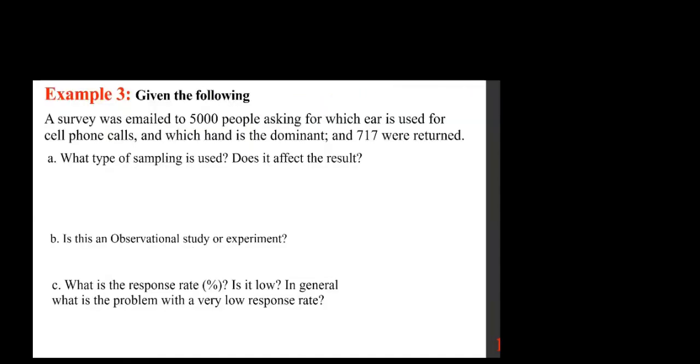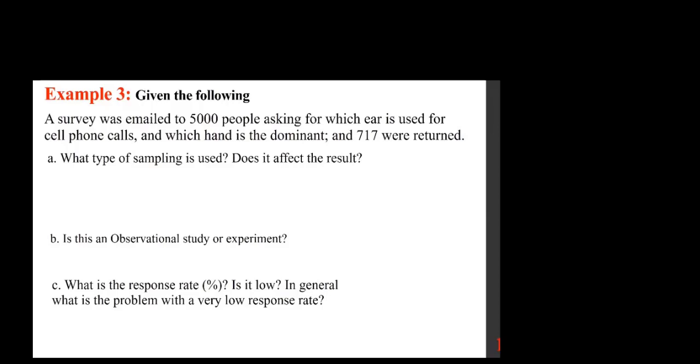A survey was emailed to 5,000 people asking which ear is used for cell phone calls and which hand is dominant, and 717 were returned. A, what type of sampling is used? Does it affect the result? B, is this an observational study or experiment? C, what is the response rate in percentage? Is it low? In general, what is the problem with a very low response rate?